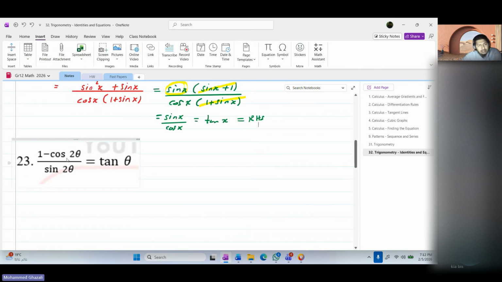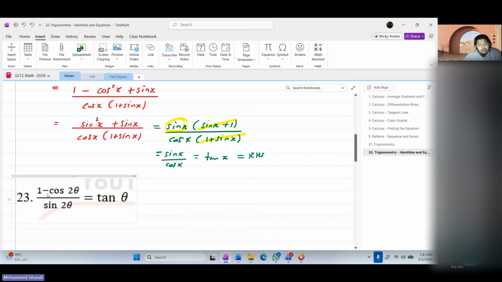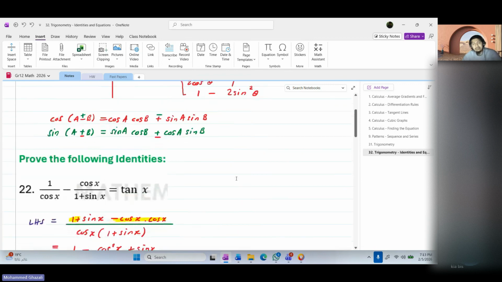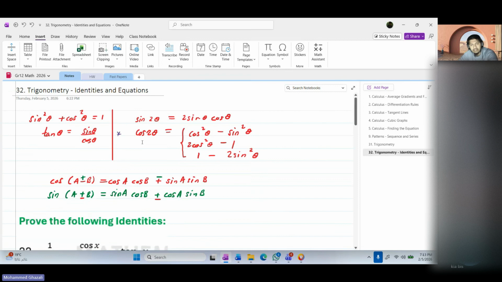We got (1 minus cos 2 theta) divided by sine 2 theta is equal to tan theta. How is this possible? The idea over here is not to expand cos 2 theta anyhow. Let me copy this and put it here. So we have cos 2 theta. Let's block this off.